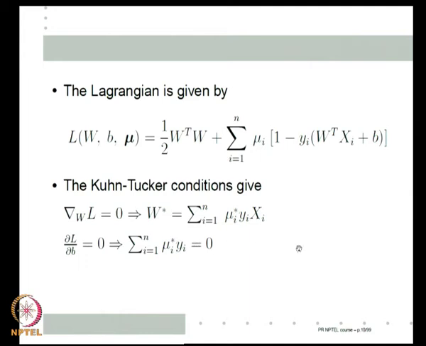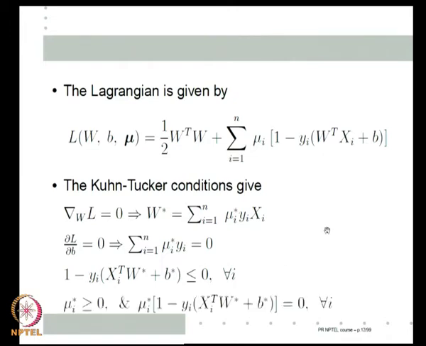Then we need feasibility. So, all constraints should be satisfied. So, 1 minus y i into x i transpose W star plus b star is less than or equal to 0 for all i, and then I have complementary slackness. So, first I want all the Lagrange multipliers to be non-negative, and mu i star into the constraint.